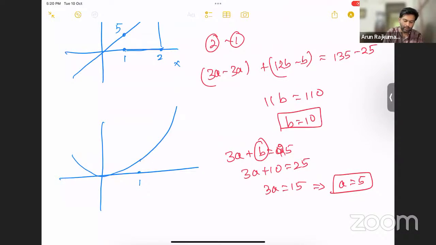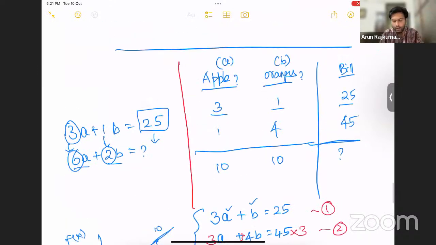For 1, it might be 1. For 2, it might become 4, right? So now the input has doubled, but the output has quadrupled. So there is no linear relation here. Only if the input doubles and the output doubles is it a linear relation. Otherwise, it's a non-linear relation. In this case, it's a quadratic relation, and so on and so forth. But that's beyond our discussion.